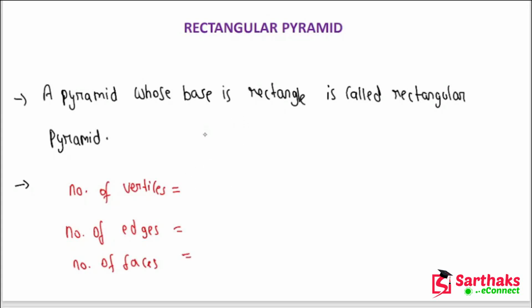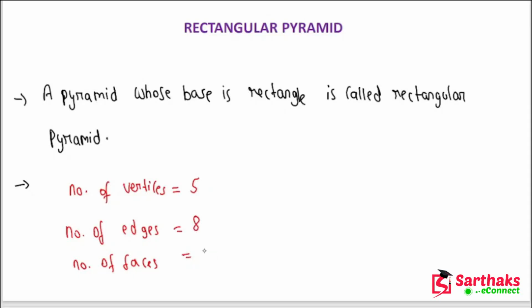See, in a rectangle there are 4 vertices, right? So the 4 vertices would be in the base, and the fifth one will be the common vertex. So there will be 5 vertices. Okay. If we talk about edges, then obviously 4 edges would be in the base for the rectangle, and 4 edges would connect the 4 corners to the vertex. So there will be a total of 8 edges.